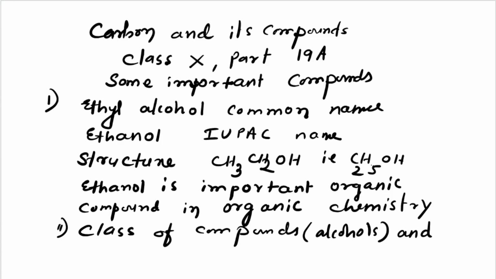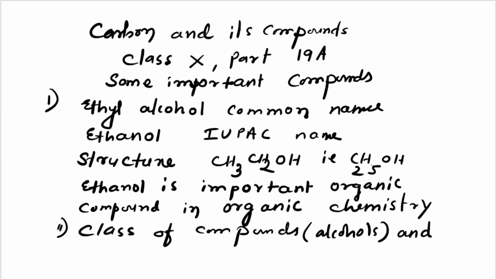Now I am going to explain the carbon and its compounds chapter, where some important compounds are there. This is for class 10th, part 19A. In some important compounds, we will see ethyl alcohol, that is ethanol, and acetic acid, that is ethanoic acid. So first we will come to ethyl alcohol.